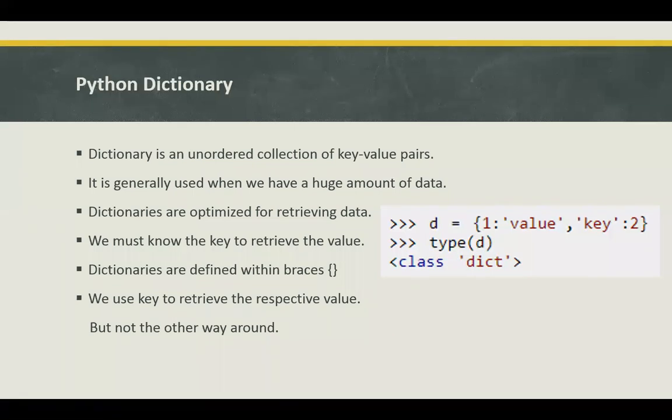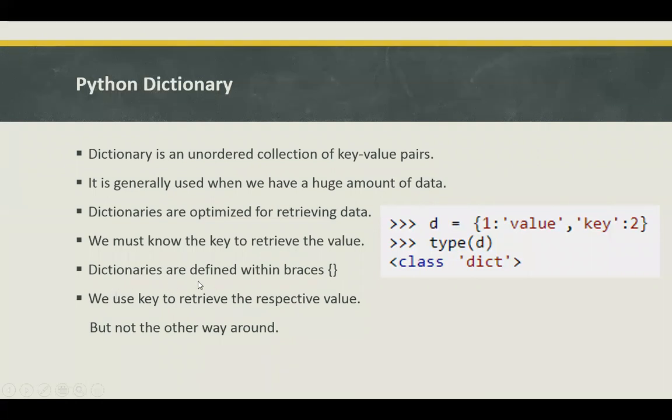Simple. So dictionaries are optimized for retrieving data. Even if a huge number of elements are there, you can retrieve data by the key value, optimally. You can easily retrieve a particular value from a huge amount of data. So this is the advantage of a dictionary. But we must know the key to retrieve the value, and this is a limitation. If you want to retrieve a value, you must know the key. Right? If you know the key, you can retrieve a value.